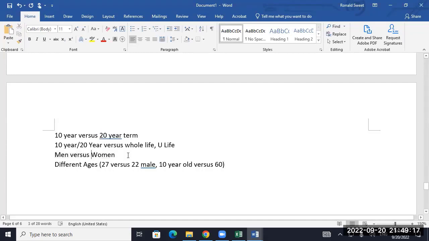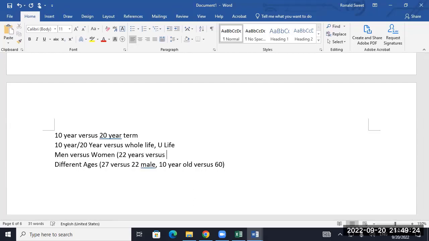I think what I'll do here, the question might be, what do you think the difference is percentage-wise, men versus women at 22 versus at 60? Where do you think the bigger difference would be? Do men and women live about the same age in their 20s?